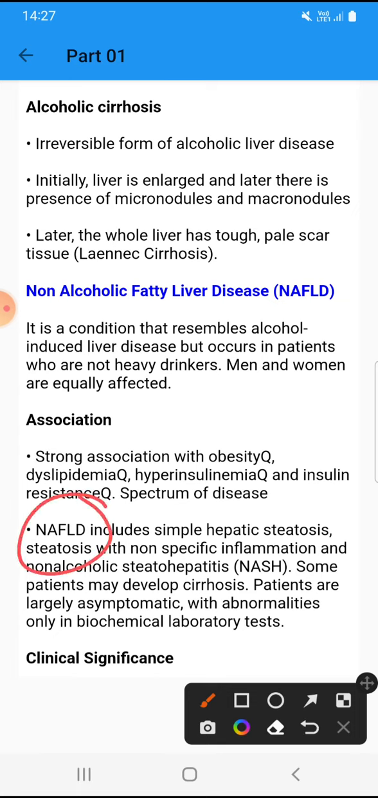A spectrum of disease. The NAFLD, which is non-alcoholic fatty liver disease, includes simple hepatic steatosis, fatty liver steatosis with non-specific inflammation, and non-alcoholic steatohepatitis. Some patients may develop cirrhosis.